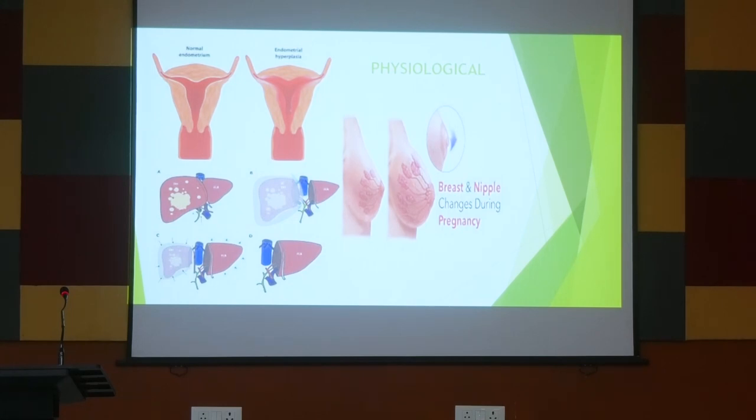Endometrial cycle, the endometrium has been shed during menstruation. So the endometrium has to regenerate again. That is an example of physiological hyperplasia. There is hyperplasia, obviously there will be an increase in the number of the endometrial cells, right?